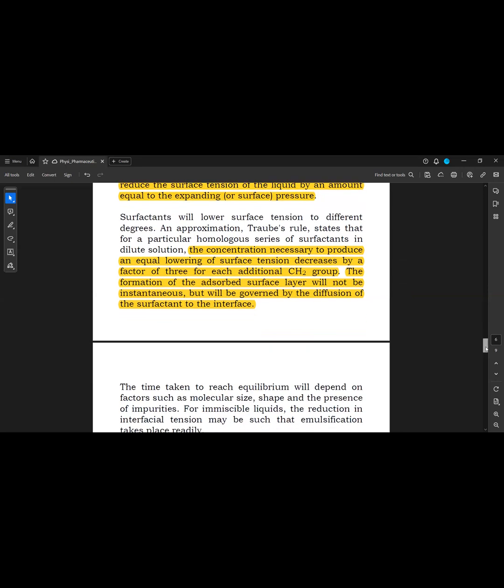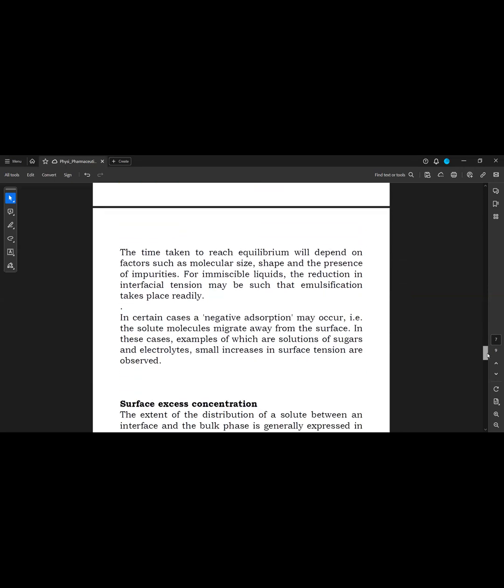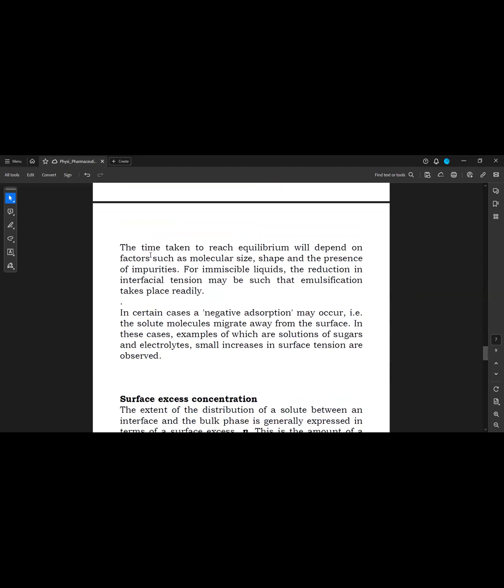The time taken to reach equilibrium depends on factors such as molecular size, shape, and the presence of impurities. Impurities will lower surface tension faster. For immiscible liquids, the reduction in interfacial tension may be such that emulsification takes place readily.